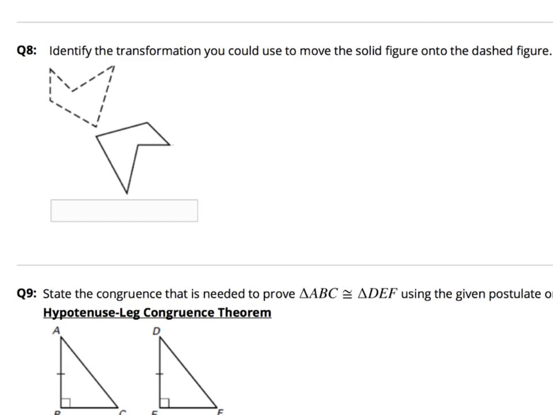Question number 8, just like the previous question, we are going from the solid figure to the dotted figure. So again, your choices are reflection, a translation, which is just a slide, remember, or a rotation, which is where it's turned. Okay? So one of those three.